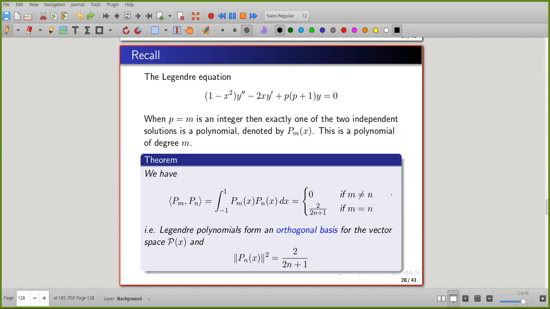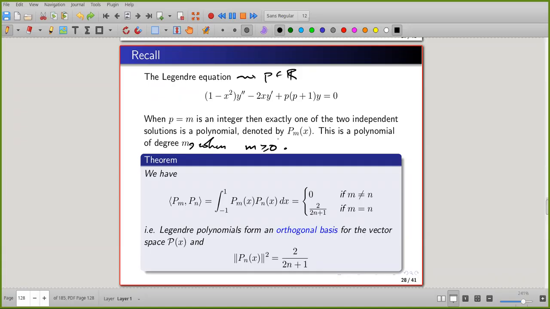The Legendre equation is given by this, and it depends on a real number p, where p belongs to the real numbers. When p equal to m is an integer, then exactly one of the two independent solutions is a polynomial. This polynomial is denoted by P_m(x). This is a polynomial of degree m, where m is greater than or equal to 0.